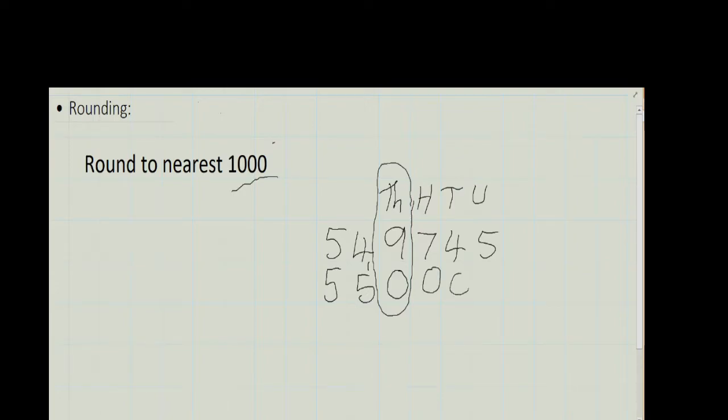So if we say this is a lot to say now, but 549,745 rounded to the nearest 1,000 is 550,000. It actually looks like we've rounded it to this column, but that sometimes happens. It's the nearest 1,000. It happens to also be the nearest 10,000, but the answer is correct.